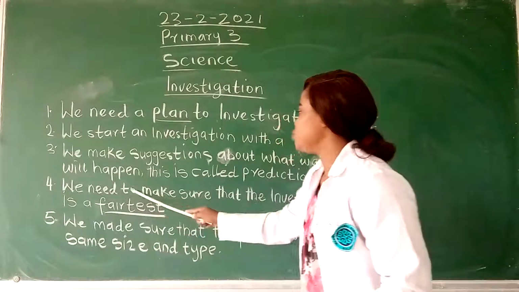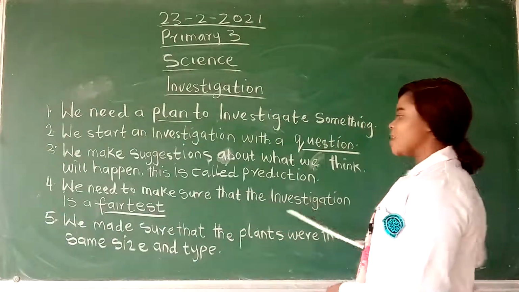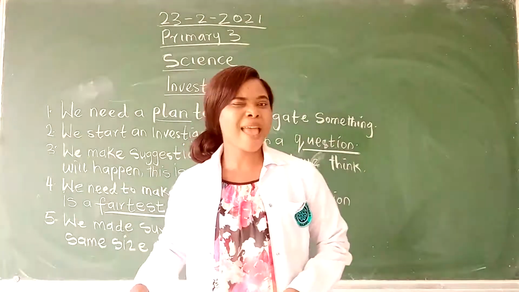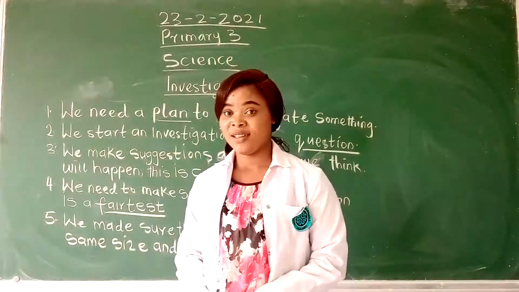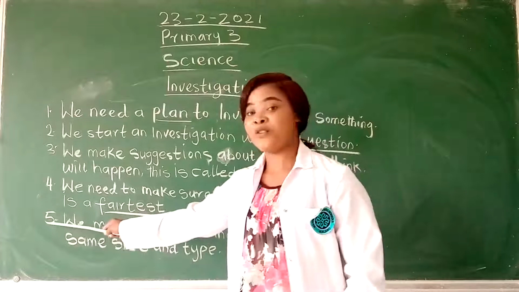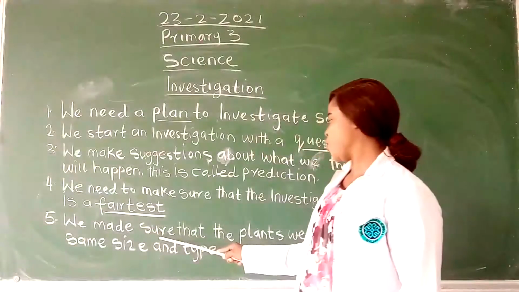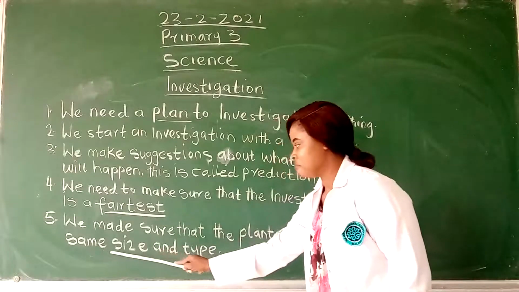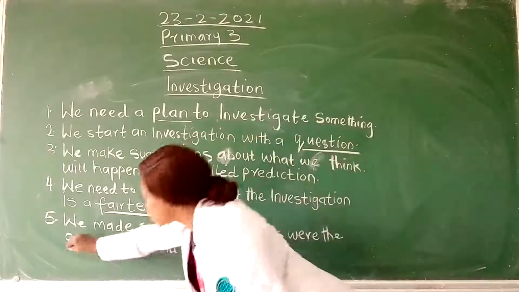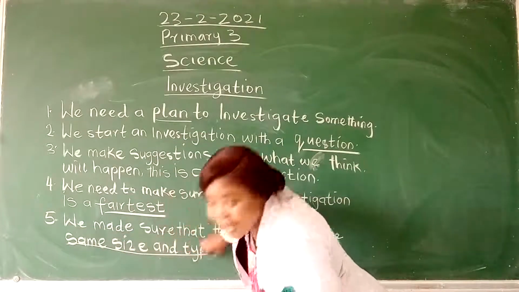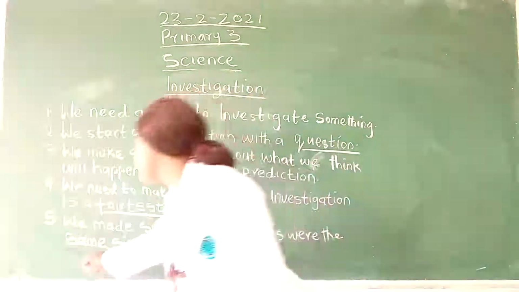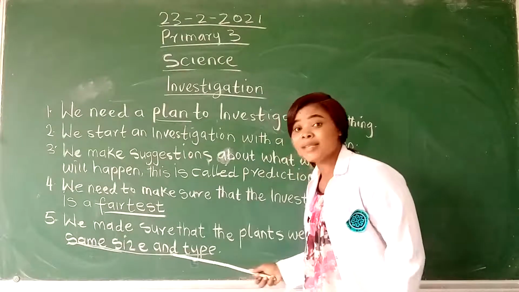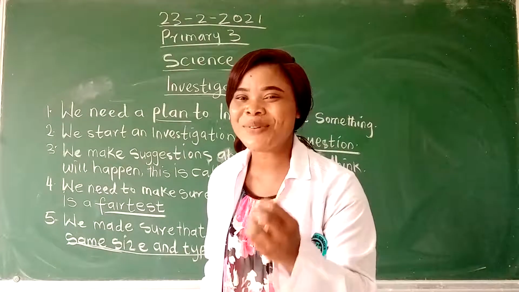So we need to make sure that the investigation is a fair test. We make sure that the investigation is what? A fair test. How? That is what we are going to know in number 5. We make sure that the plants are the same size and type. Same what? Same size and what? Type. The plants were the same size and type. It's very important.